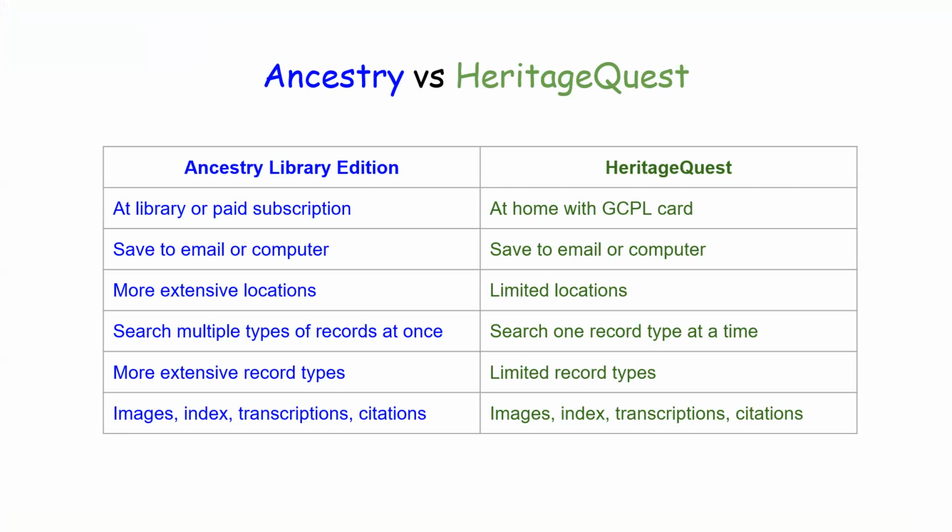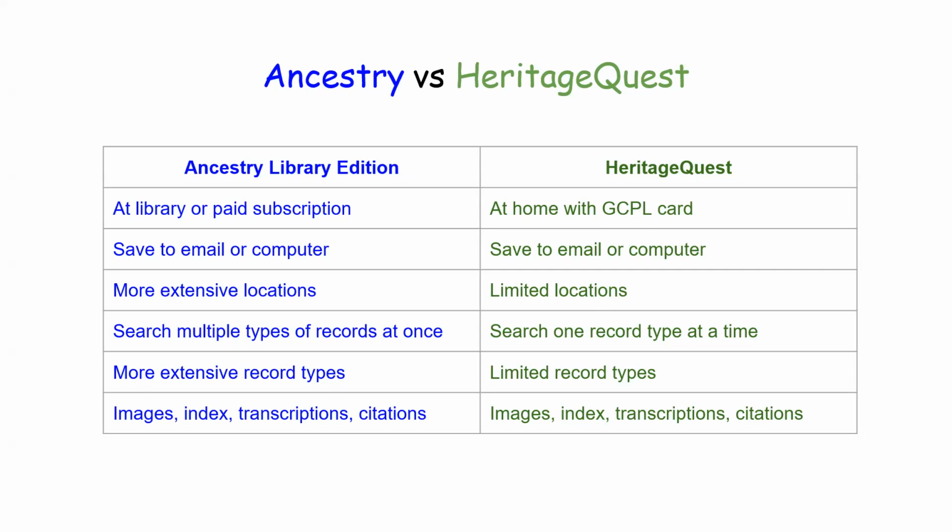So first thing is, HeritageQuest is an Ancestry product, which means it looks very similar and you use it in a lot of the ways that you would Ancestry, either the library edition or your own private edition. There's a couple main differences. Ancestry, it's either a paid subscription or you have to be in the branch. You can save your documents to your computer or you can email them. You have a lot of locations you can look through.